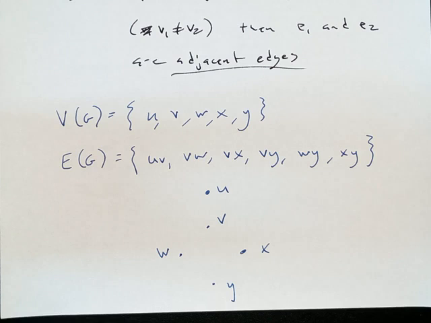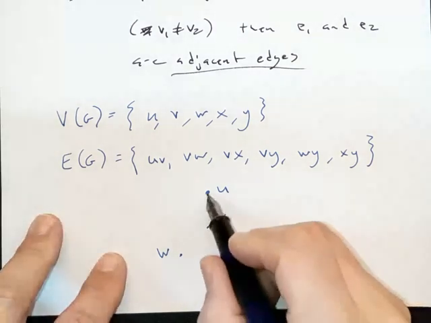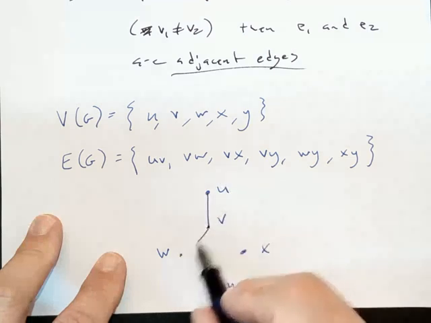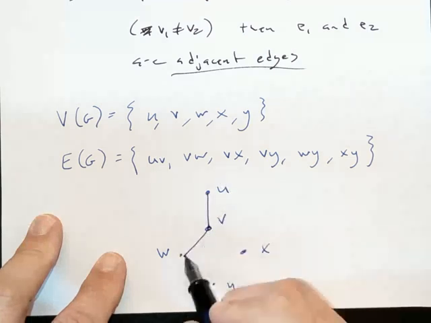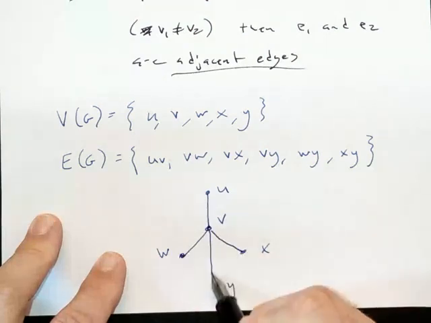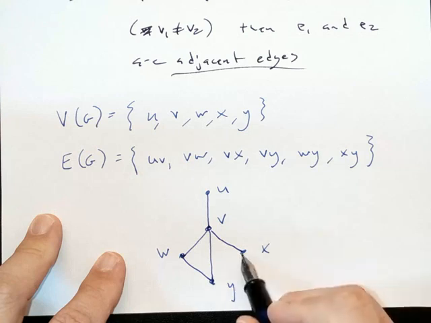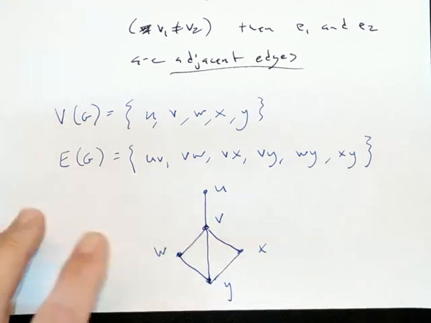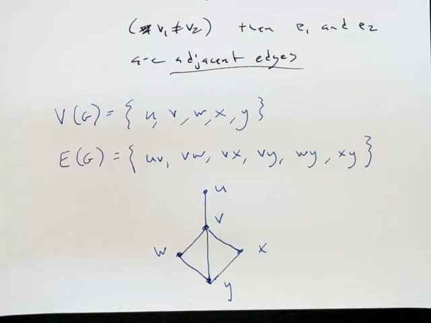The first letter gets bigger as I go from left to right. The second letter gets bigger as I go from left to right. So UV, VW, VX, VY, WY, and XY. Ta-da! All 6 of my edges.